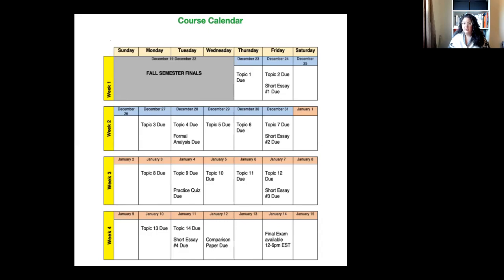Thursday, December 23rd, topic 1, Friday, December 24th, topic 2, and then you have that weekly essay. That first one is due that Friday. So then if we move to the next week, topic 3 on one day, topic 4, topic 5, topic 6, topic 7, we have one of those weekly short essays due on that Friday, and that will include information from topic 3 through topic 7. You also have your first paper due that week. The formal analysis is due December 28th.